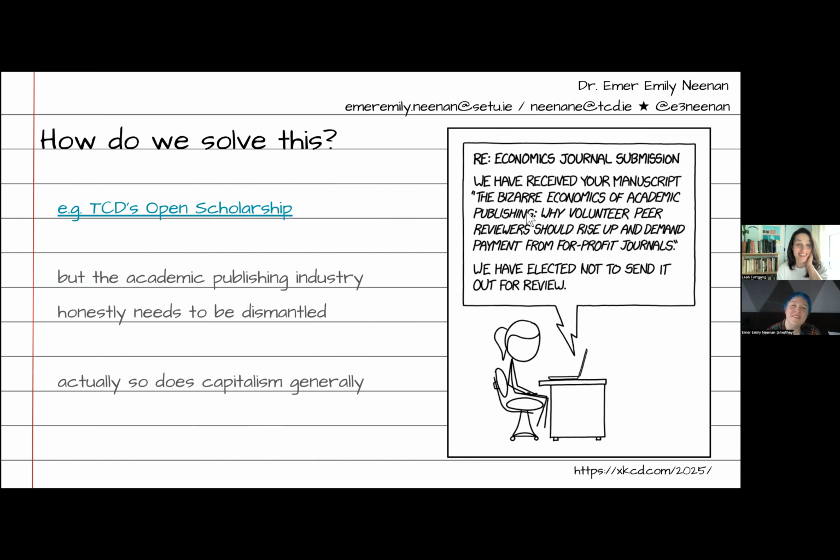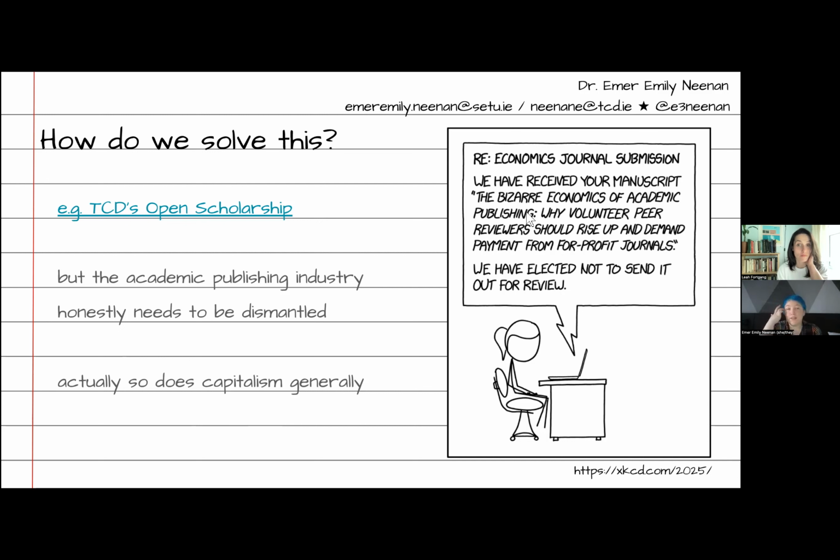So the solution to this: there's now a movement, rather than open access, towards open scholarship, with the idea being that universities themselves or academic communities can publish their own research. I actually have a really good article. I forgot to add it to the slides, but I'll send it to Leah so she can send it on, about working outside of the traditional academic publishing system.